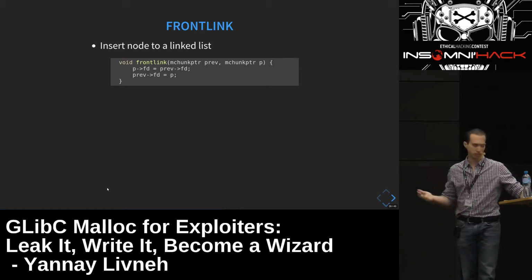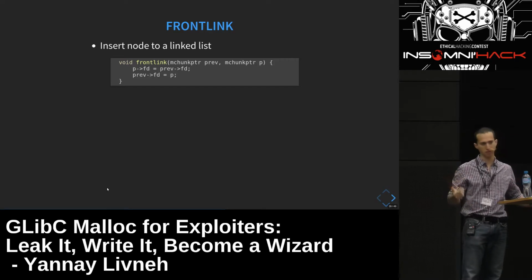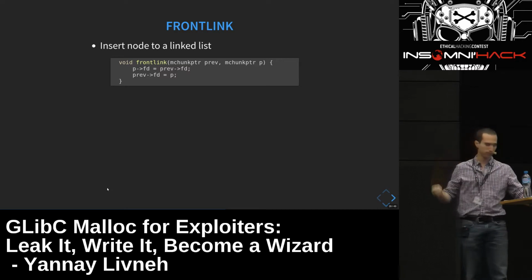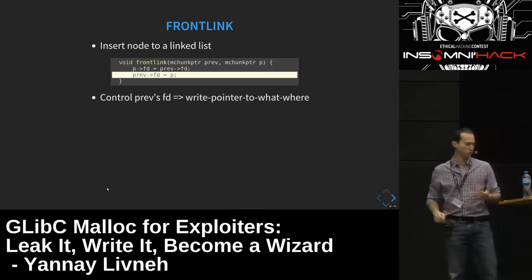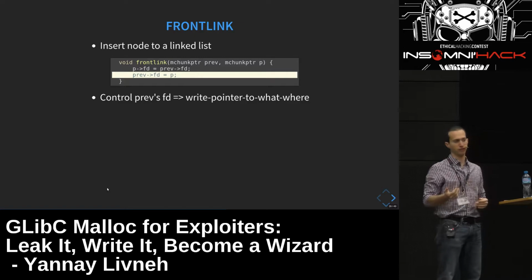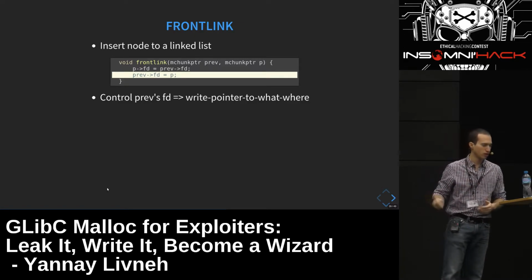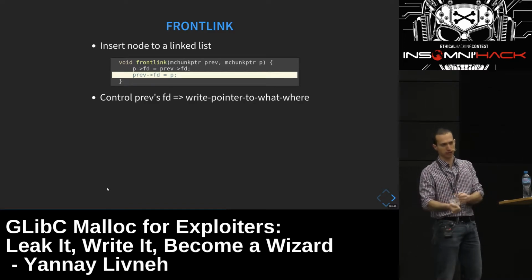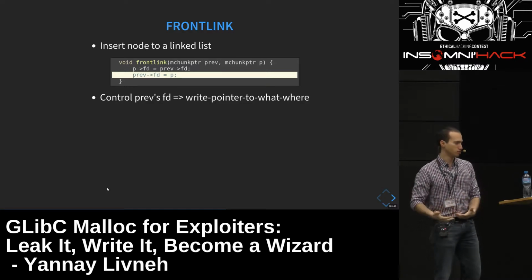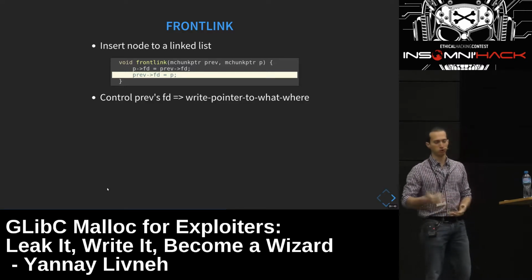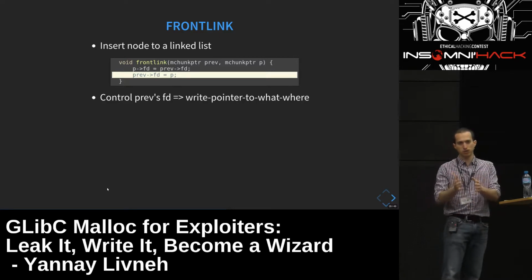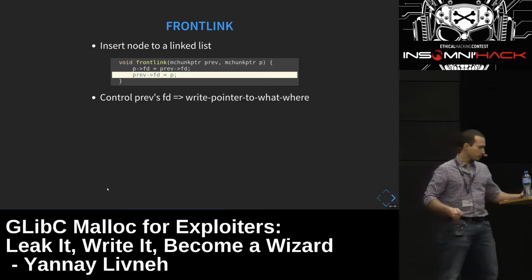This is a very simple code for list insertion. You're inserting P right after the prev node, the prev link. And if you control this prev chunk's FD, the pointer FD, you basically have a write what-where primitive. P is a chunk you're inserting into the free list, so it points to user data. It was just freed, it just held user data. And since the attacker controls the FD, because they have a use after free or buffer overflow, they can just write this pointer wherever they want, which is nice.